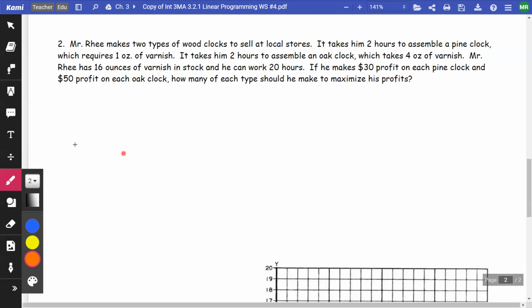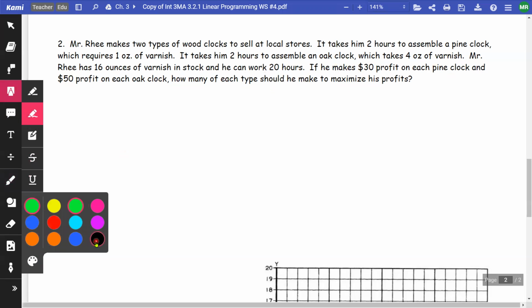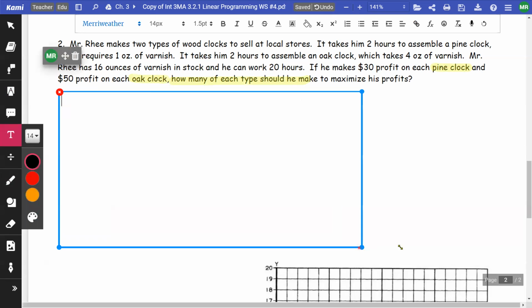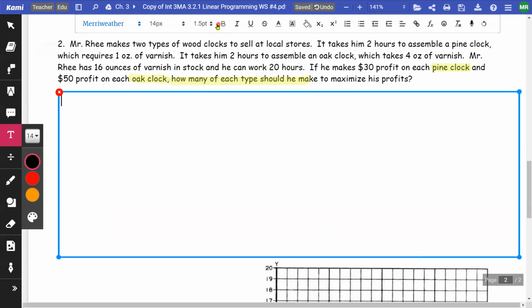So on this, first thing we want to do is decide on what we should have as our X and Y. And so looking at this, you want to ask, what are they looking for? How many of each type? So I'm going to have my number of pine clocks, and my oak clocks. That's going to be my X and my Y. So let X equal number of pine clocks and let Y equal number of oak clocks.